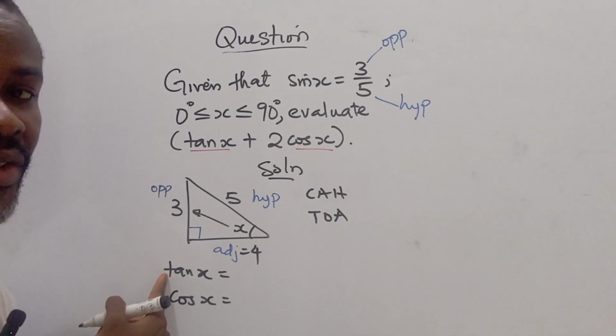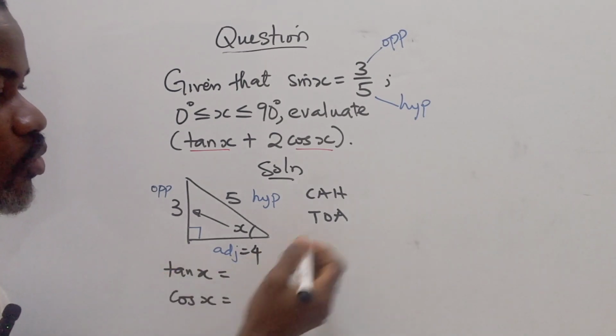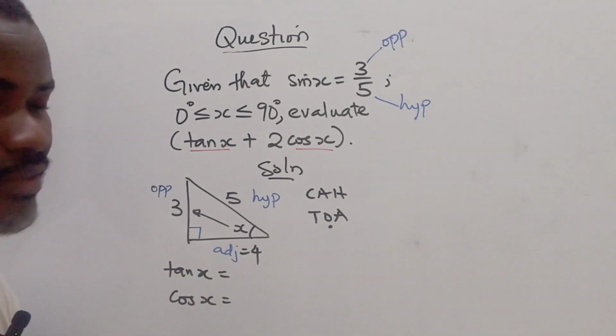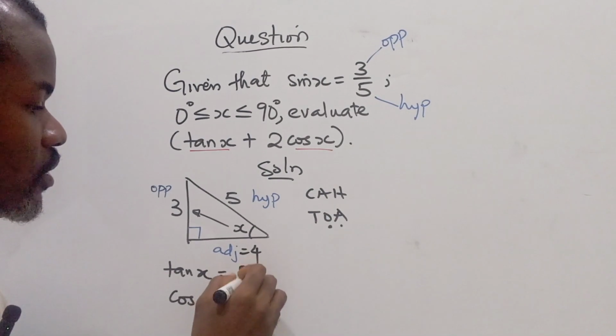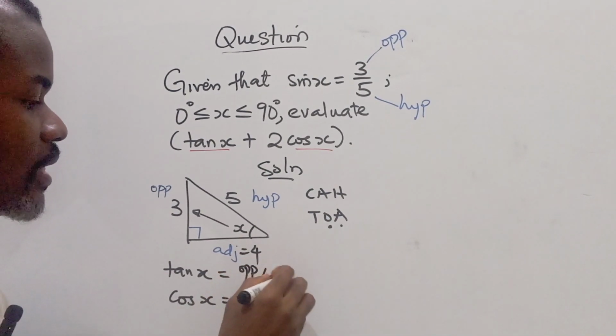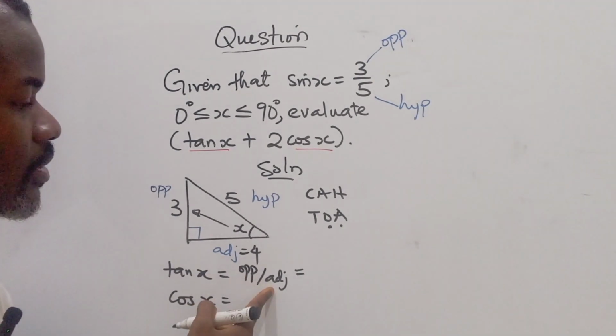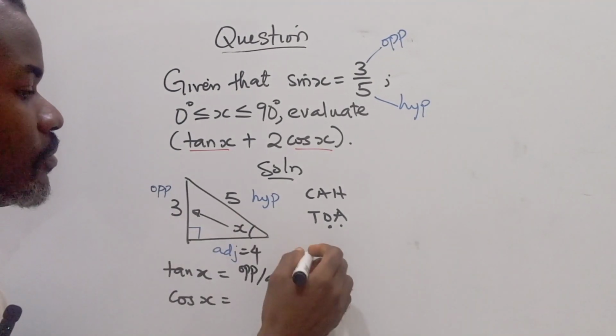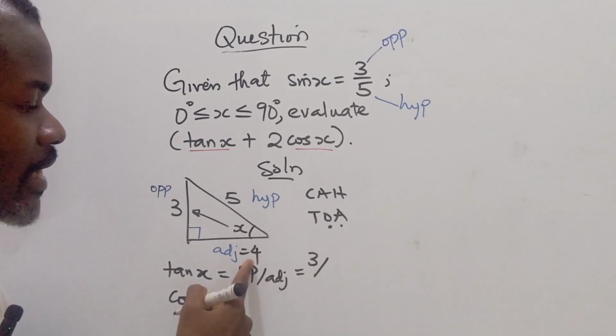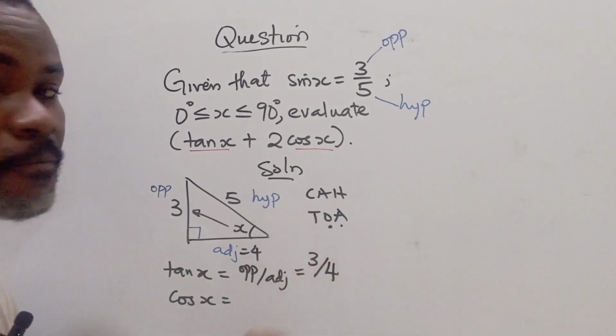So for tan, which is what? Opposite divided by adjacent. So we are going to substitute the opposite and adjacent here. So the opposite here is 3, divided by the adjacent we solved for, which is 4.